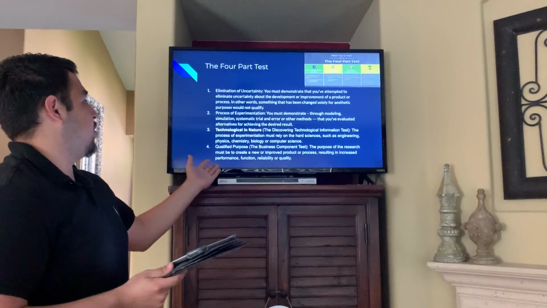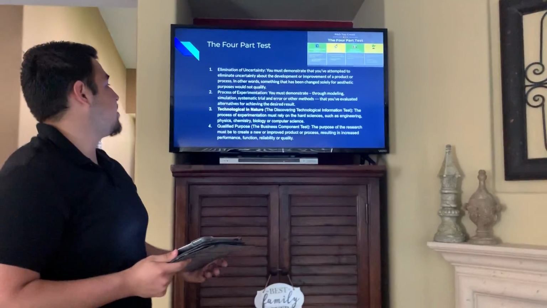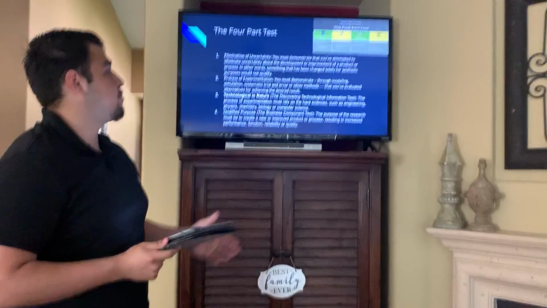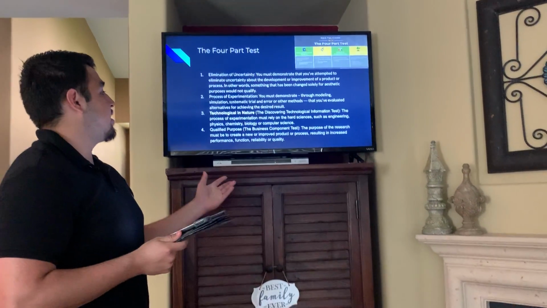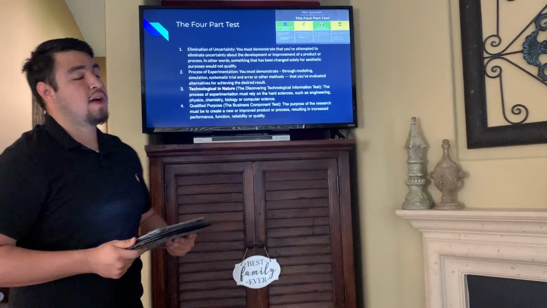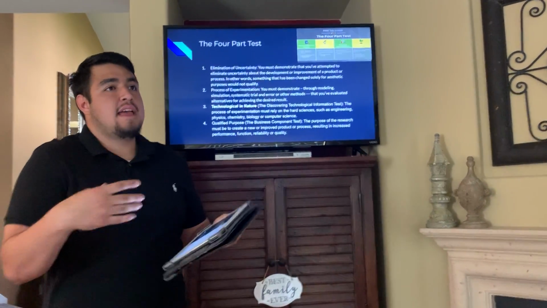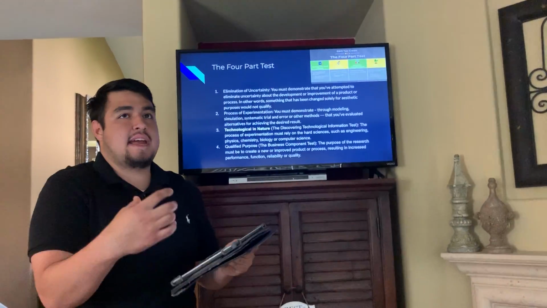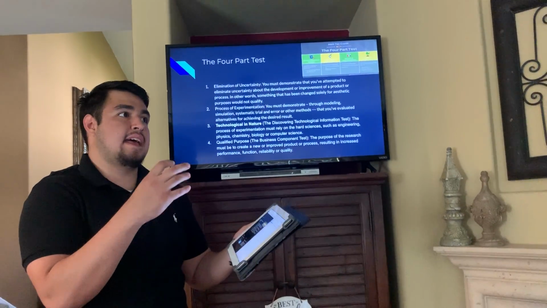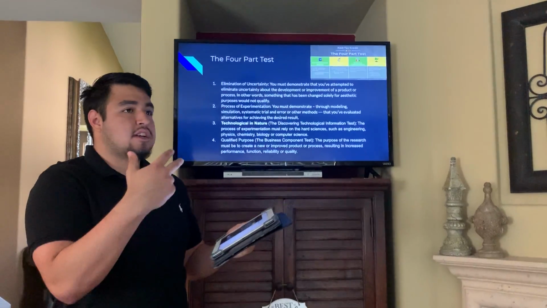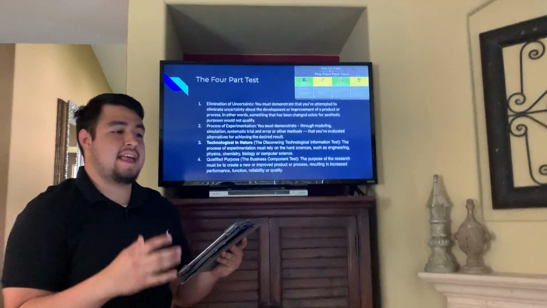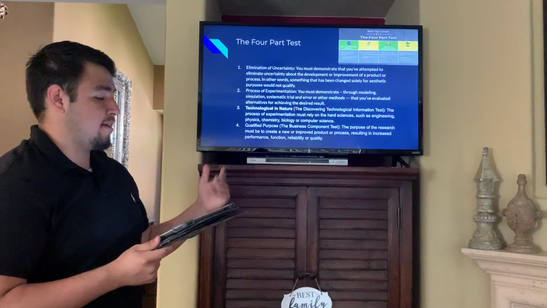Fourth, qualified purpose. The purpose of the research must be to create a new or improved product or process, resulting in increased performance, function, reliability, or quality. So, an example of this is the company has a piece of machinery that needs to be fixed. So constant upgrades and fixing to that would be an example of the qualified purpose.